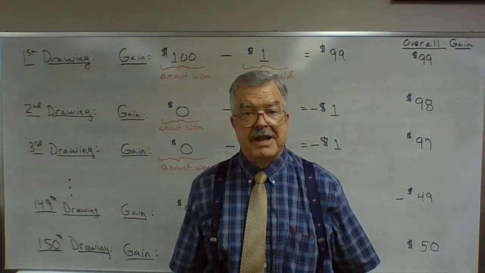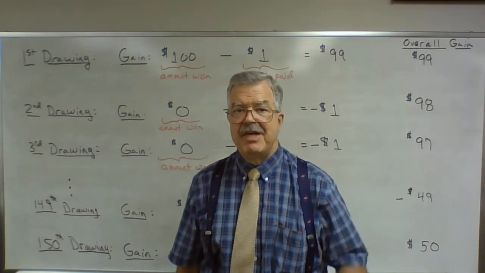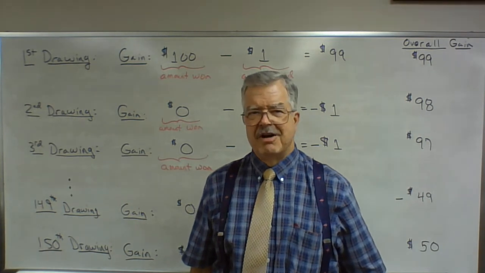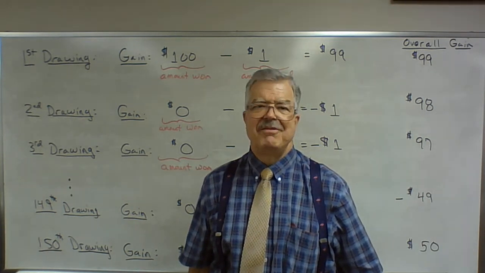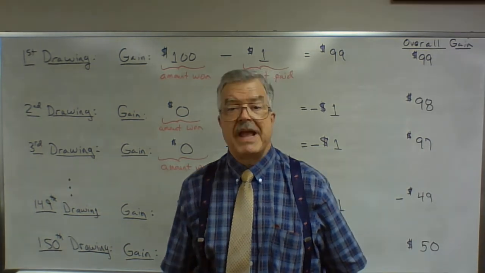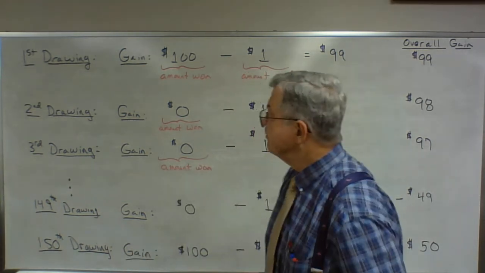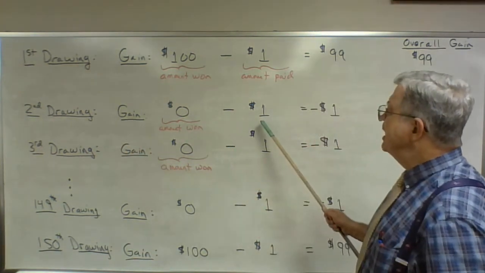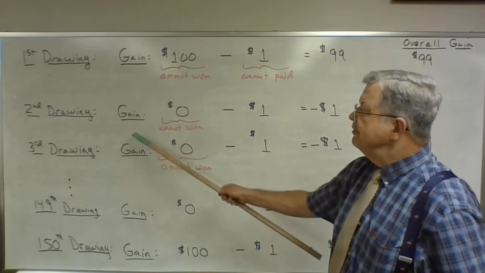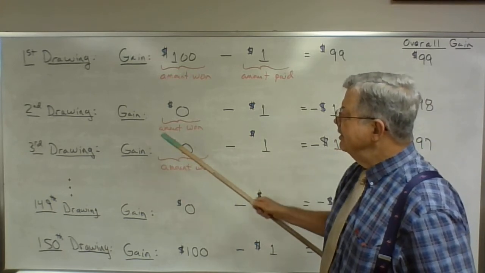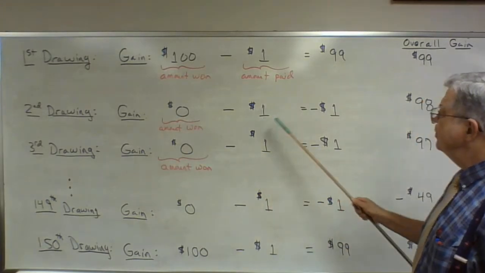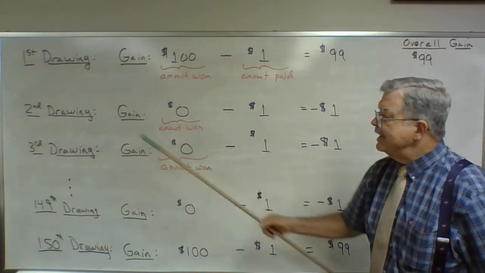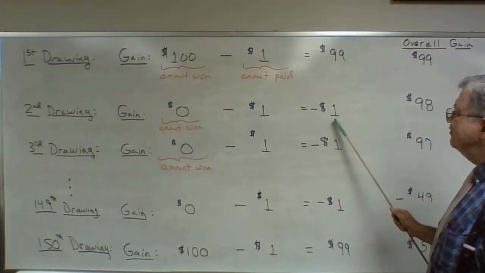And you know what? The very next lottery, they do that. They buy one ticket. Now, what do you think their chances are of winning? Not very good. And this time, reality sets in, they don't win. So in the second drawing, the amount won is zero. The amount that they paid was $1. So their gain for the second drawing was zero minus $1, which equals negative $1. So in the second drawing, their gain is -$1.